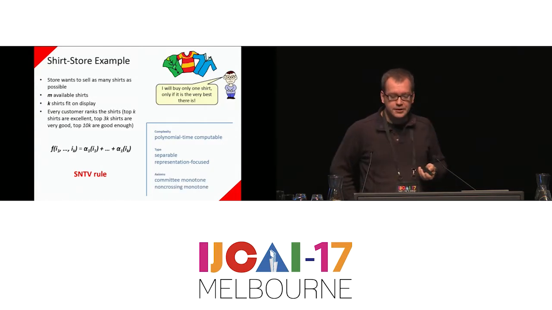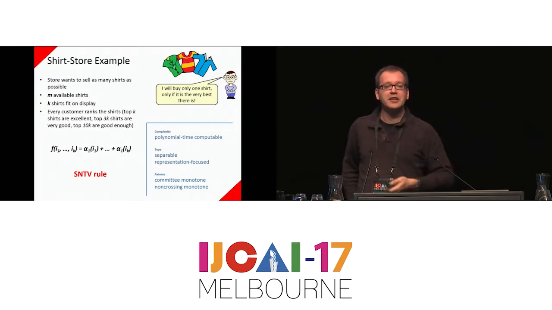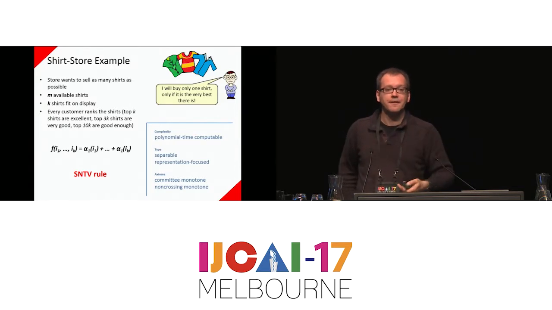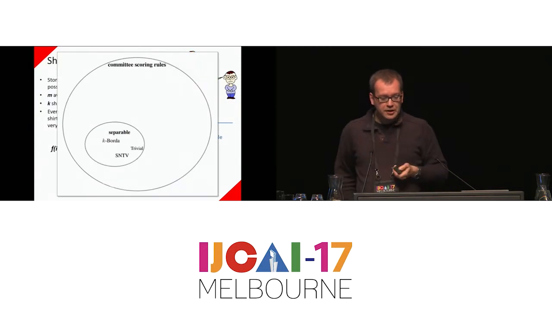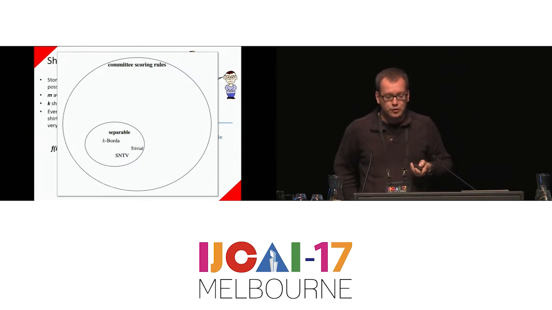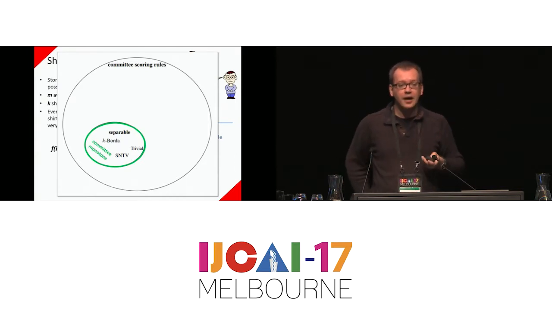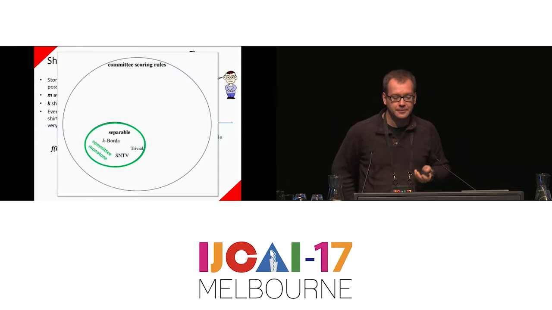And it's a rule that's committee monotone, which means that if we increase the capacity of our store, say from 10 to 15, then we'll just add 5 new shirts. We will not replace the old ones. Okay, so in the world of committee scoring functions, we now have a new class of separable rules, which sum up scores. And we can, in fact, axiomatically characterize this group as exactly those that, when you extend the committee size, you only add new things. You cannot remove anything and replace, you can only add.